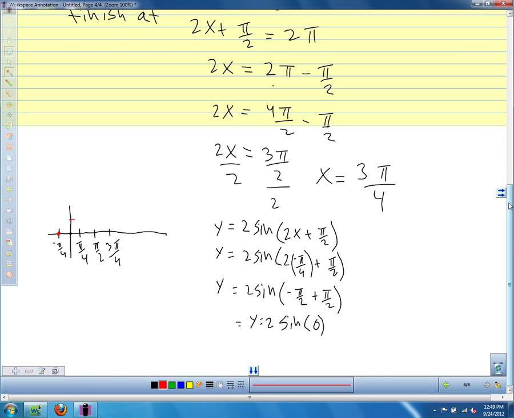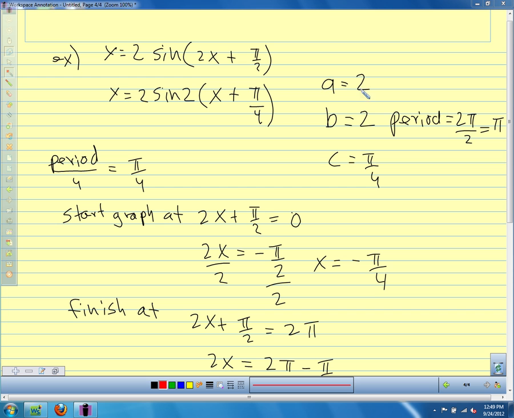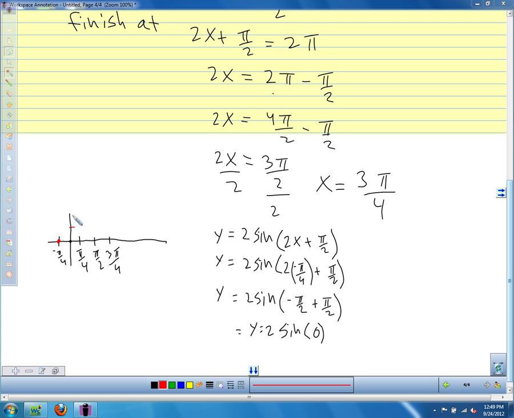What's my amplitude, did we say? 2. So my maximum is going to be 2, and my minimum is going to be negative 2. So I'm going to go up 2 and down 2. So this is 2 and negative 2. So from 0, sine goes up. What's my next point going to be? I start at 0 and I go up to 2. And from a maximum, I'm going to go to where? Back down to 0. From 0, I'm going to go to a minimum down here at negative 2. And then back up here to 0.